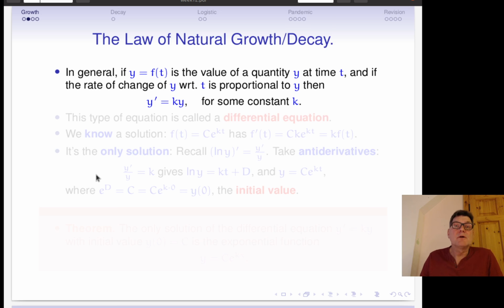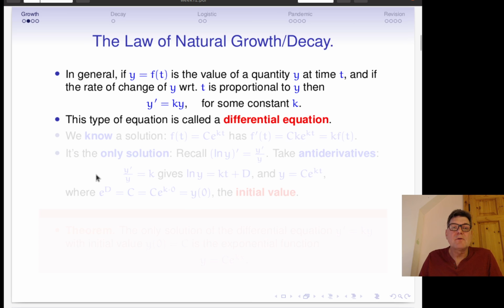That's an equation which involves y, the function y, as an unknown quantity and its derivative. For that reason, it's called a differential equation. I guess you'll see more of differential equations next term. This will be brief.